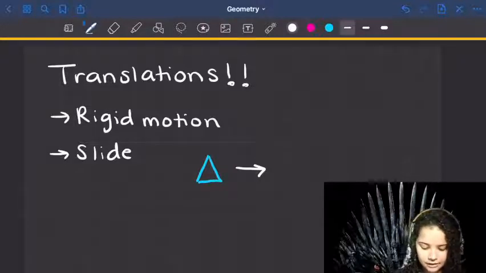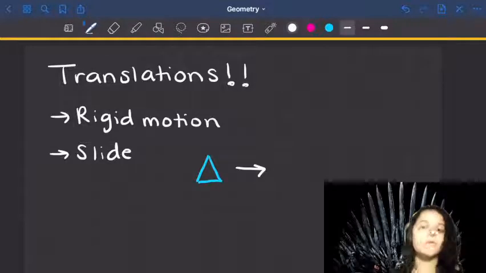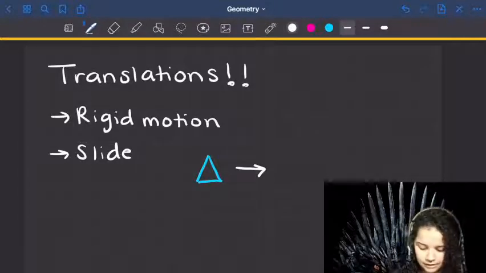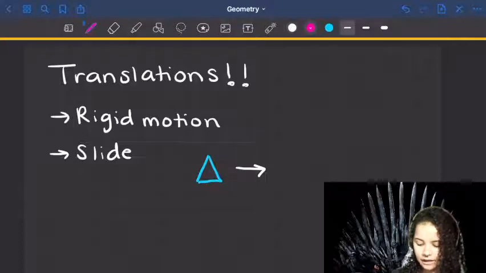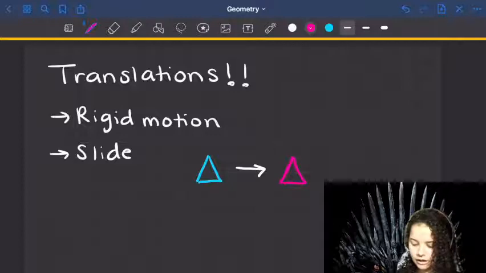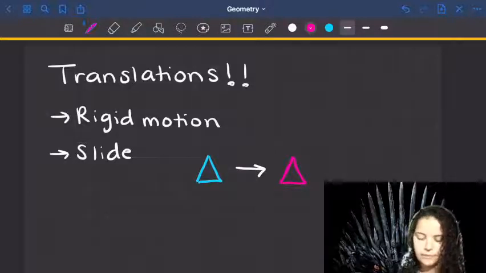Translation is a kind of rigid motion, and specifically a translation is a slide. So whenever you have a figure, let's say I have this cute little triangle over here, and I decide, hey, I'm going to go ahead and slide that triangle over to the right without changing the shape of the triangle or anything like that. That is called a translation, okay? All I did was slide it. I didn't rotate it or anything like that. We'll get into that in my next video.